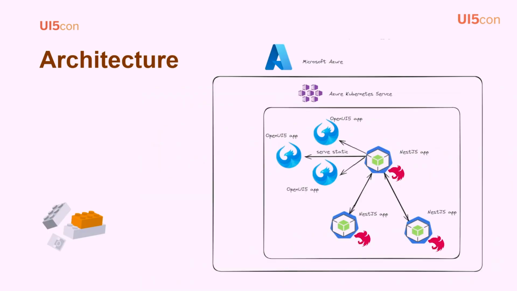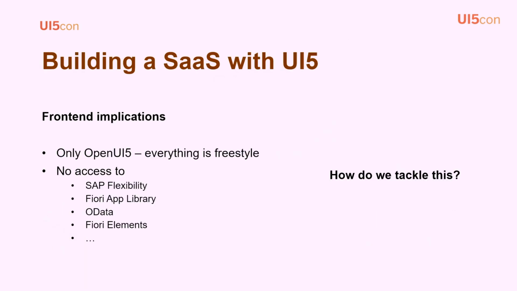Let's take a brief look at a simplified version of our tech stack. Our architecture resides completely in the cloud and consists of multiple Node.js servers. There are gateways, Kubernetes, stuff around, but the important part here is that the OpenUI5 apps are served statically using essentially the Express static serve. They are pre-bundled and statically served.